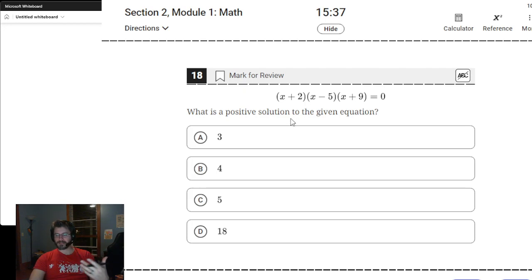Okay, positive solution. So again, solution's a definition. Think about what that means. That means that when we factor, a solution is the thing that makes each binomial pair 0. So x plus 2 gives us -2. x minus 5 gives us 5, which is an option. x plus 9 gives us -9, not an option.